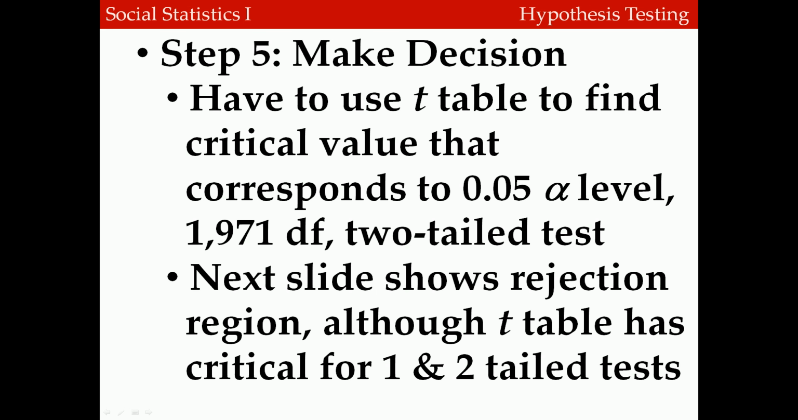Step 5 involves making a decision. We're going to use the t-table to find our critical value corresponding to a 0.05 alpha level, 1,971 degrees of freedom, and a two-tailed test. Remember, we're using a two-tailed test because our research hypothesis is non-directional. The next slide shows you how to find the critical value from the t-table, meeting those conditions.